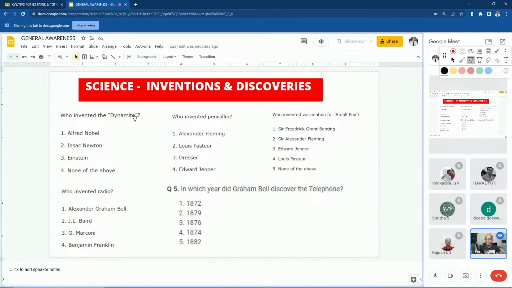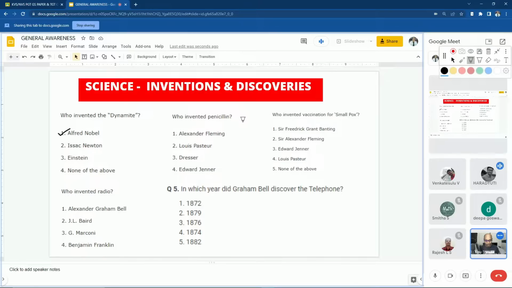First question to Venkateshwar sir. Who invented the dynamite? Alfred Nobel, Isaac Newton, Einstein, none of the above? Sir, Alfred Nobel. Alfred Nobel is also known as the dynamite king, correct? Yes. Right. Second question, Goji. Who invented penicillin? Alexander Fleming, Louis Pasteur, Dresse, Edward Jenner. Sir, it will be Alexander Fleming, option 1. Are you sure?